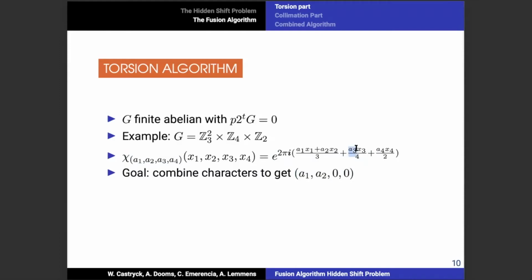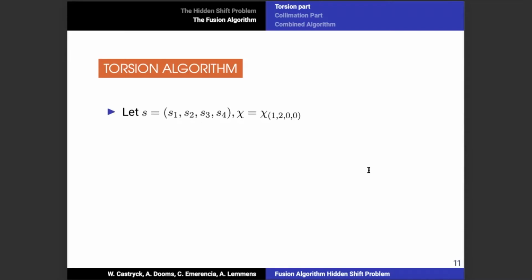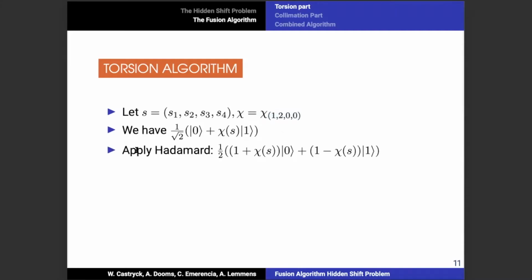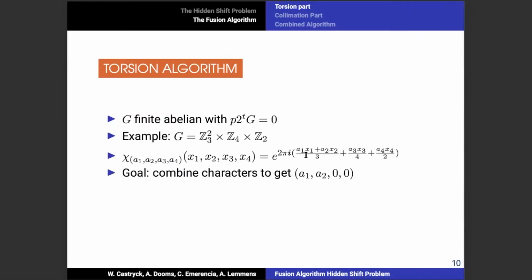So this is done by combining these vectors in a way such that a3 becomes divisible by 4 and a4 becomes divisible by 2. Once we have done that, for example, if we have this character associated to the vector 1, 2, 0, 0, of which the third power is trivial, we have this quantum state. We apply the Hadamard transform to it to get this. If we measure 1, we know that chi of S cannot be equal to the complex number 1, which means that this integer linear combination is not 0 modulo 3.